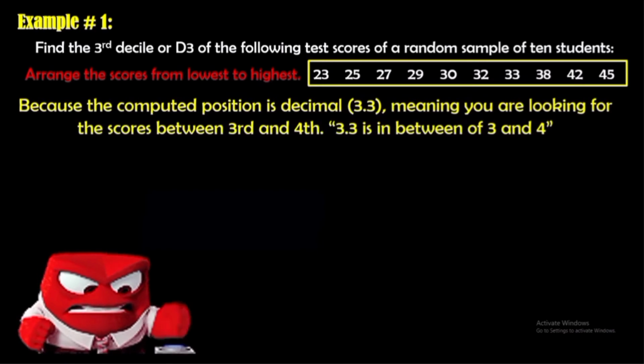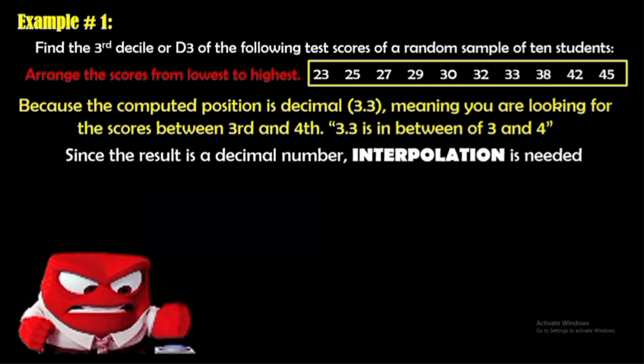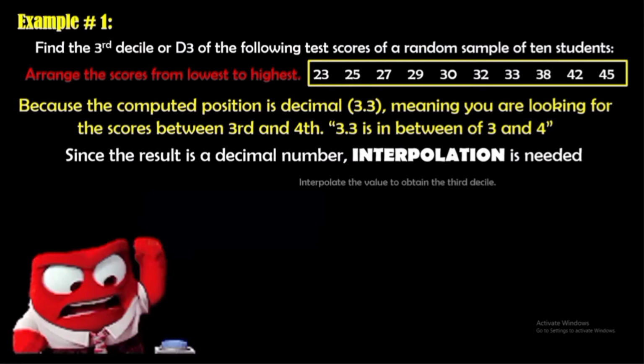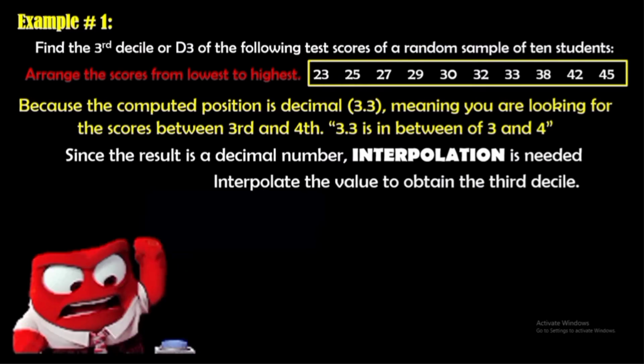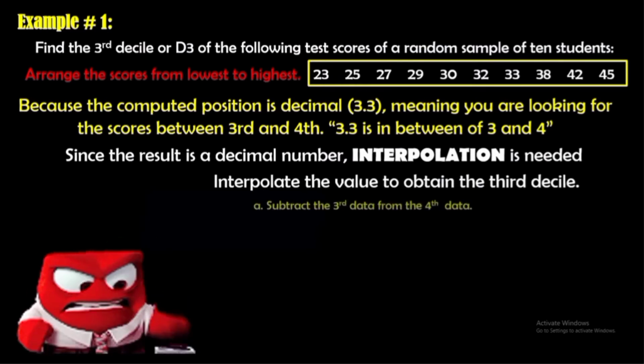Because the computed position is the decimal 3.3, you are looking for the score between the third and fourth. 3.3 is in between 3 and 4. Since the result is a decimal number, interpolation is needed. Interpolate the value to obtain the third decile. First, subtract the third data from the fourth data.